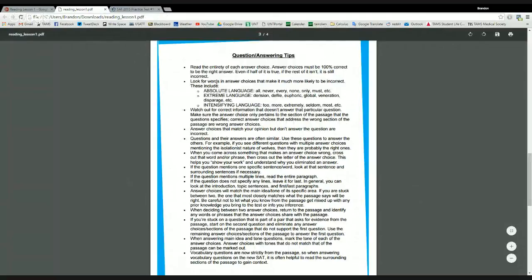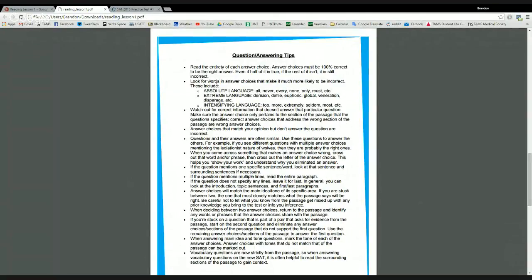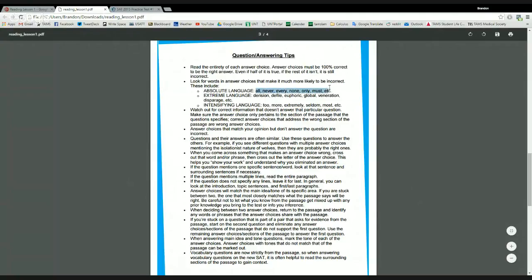Look for words in answer choices that make it much more likely to be incorrect. These include absolute language, extreme language, and intensifying language. So if you happen to see any of these words here, for example, these are just examples, you can find more of these words online. Then the answer choice is most likely incorrect because they're extreme, and the SAT usually doesn't like to have answer choices that have such harsh or definite language.